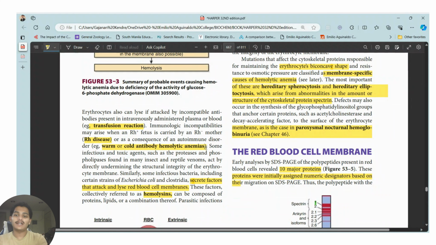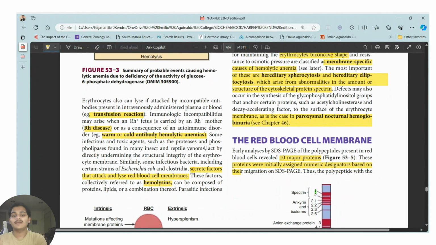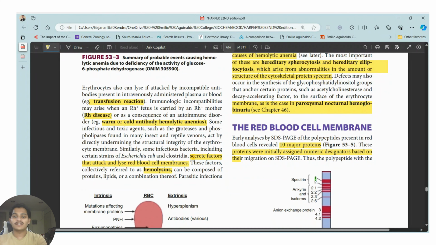This warm and cold antibody hemolytic anemia can be triggered by the outside temperature. If warm temperature, that means warm hemolytic anemia. Cold means cold. Then some infection toxins and some factors.